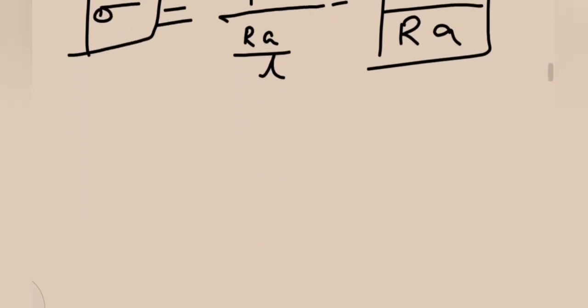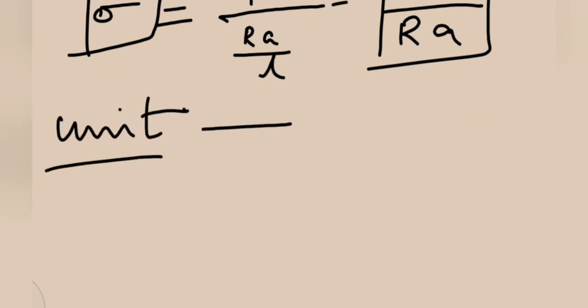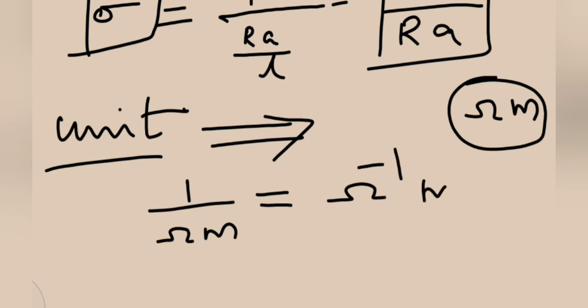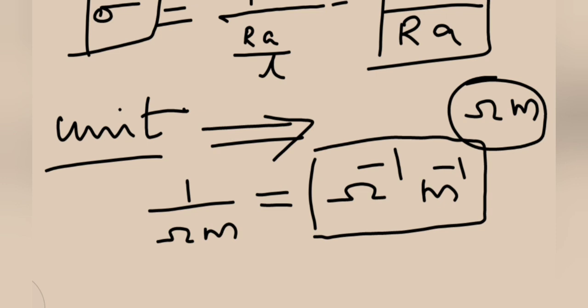And the unit of conductivity will be the reciprocal of the unit of resistivity. The unit of resistivity is ohm meter. So what will be the unit of conductivity? 1 by ohm meter, or ohm raised to minus 1. 1 by ohm is ohm raised to minus 1, and 1 by meter is meter raised to minus 1. So the unit of conductivity is ohm raised to minus 1, meter raised to minus 1. So that is about resistivity and conductivity.